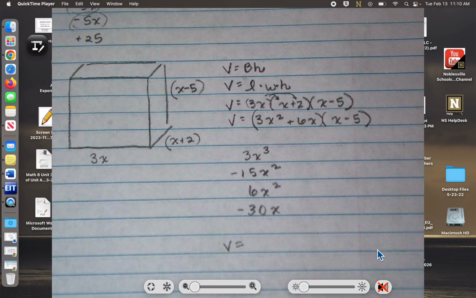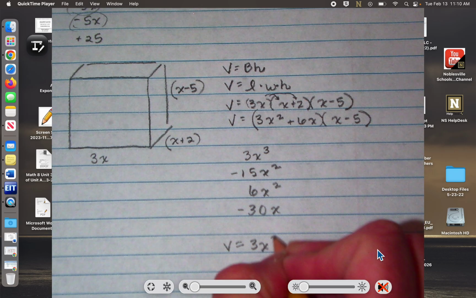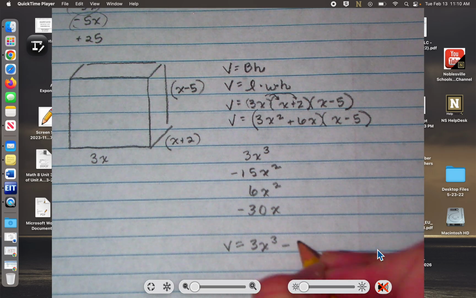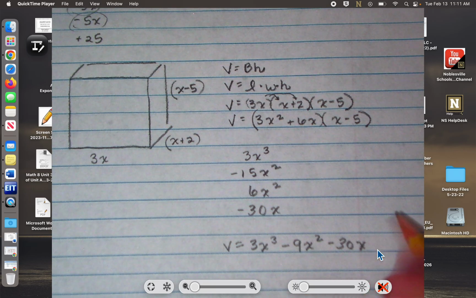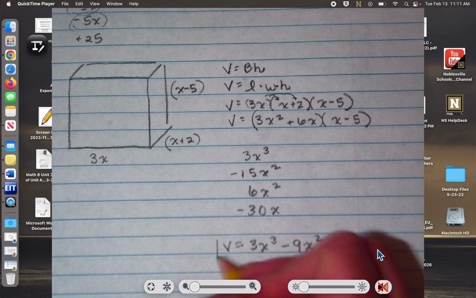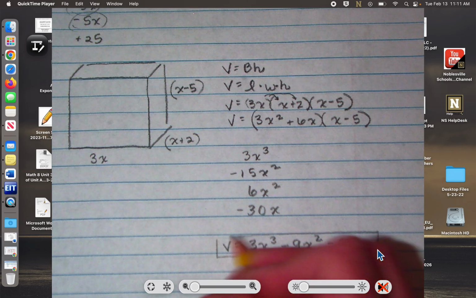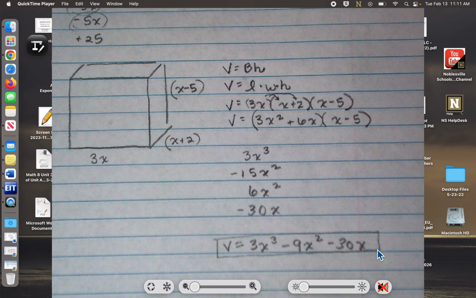So what would the volume equal of this prism? What will it equal? Judah? 3x cubed minus 9x squared minus 30x. Perfect. This would be our volume. Okay. So just another way to apply the concept of multiplying quantities.